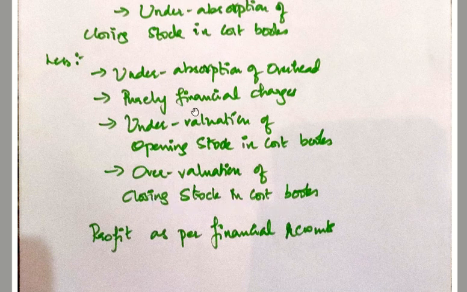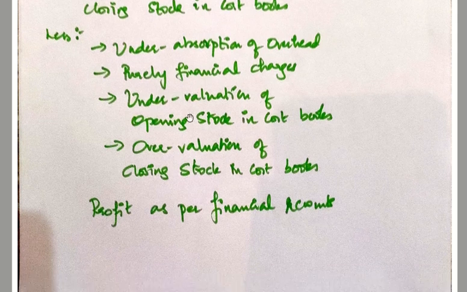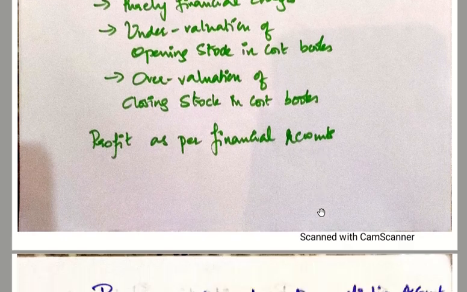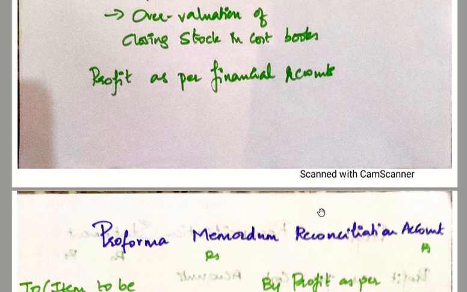When you add and minus all such items, the resultant figure will be your profit as per financial account. You are supposed to get the profit as per financial accounts. Only then can you reconcile both the accounts.